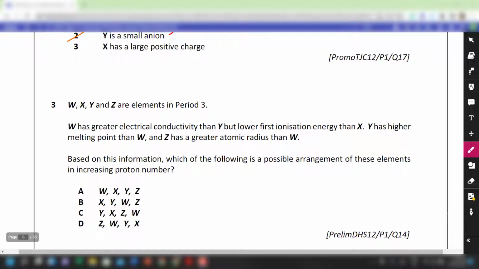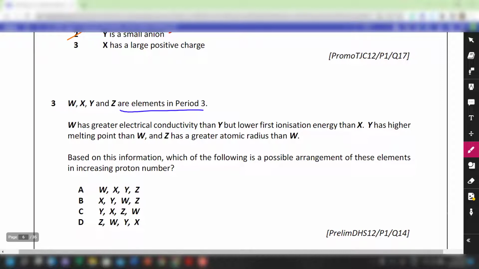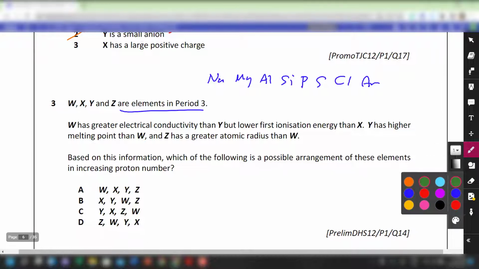We were told that W, X, Y, and Z are elements in period 3. So I think the easiest way to do this question is just to write out all the elements in period 3, because that is what the question is about, although you are just given the symbols. Okay, so we have sodium, magnesium, aluminium, silicon, phosphorus, sulfur, chlorine, argon. I'm going to compartmentalize them a little bit into metals, metalloids.